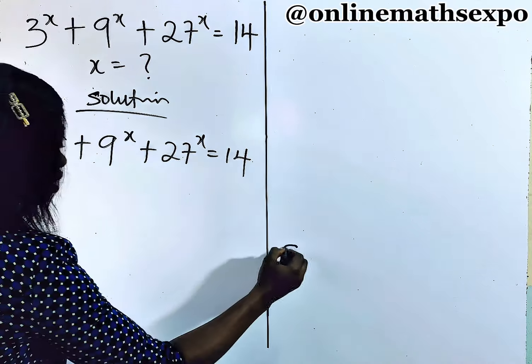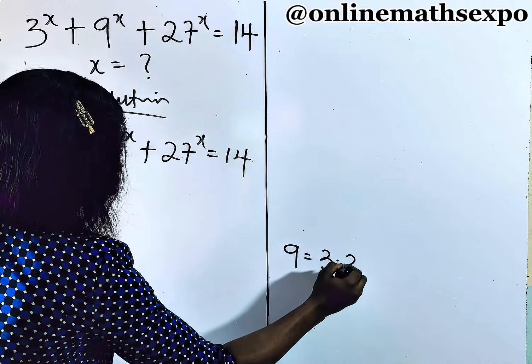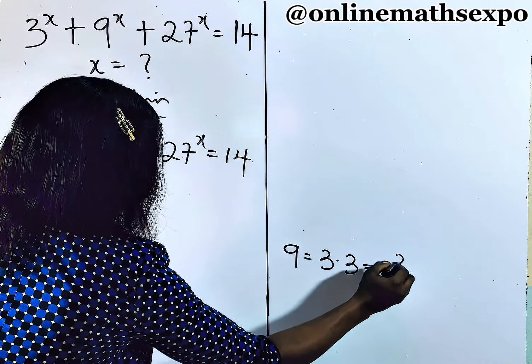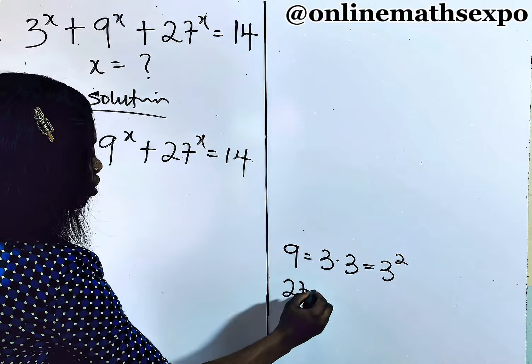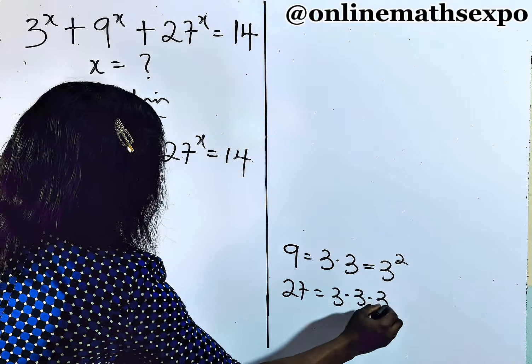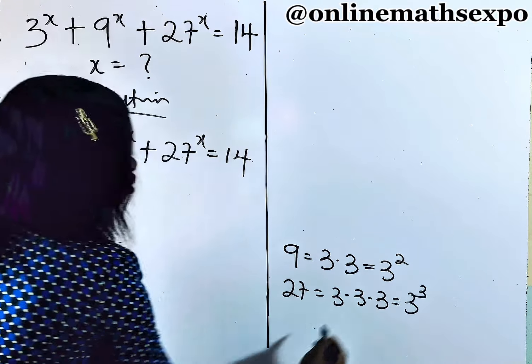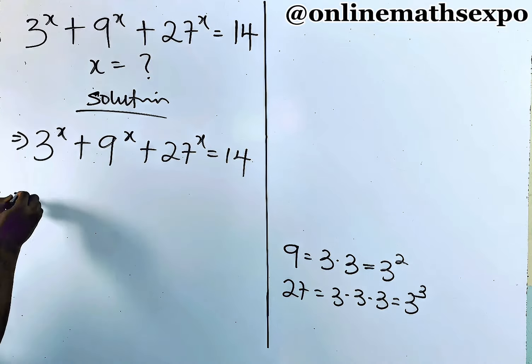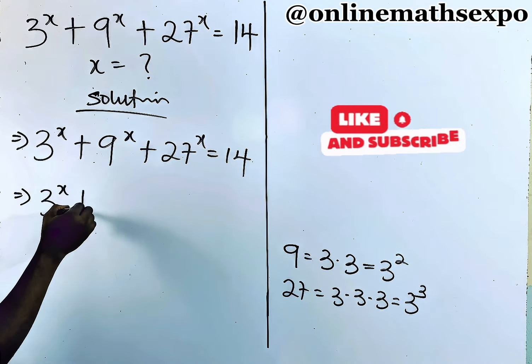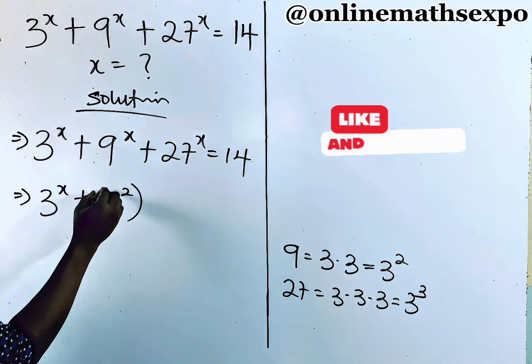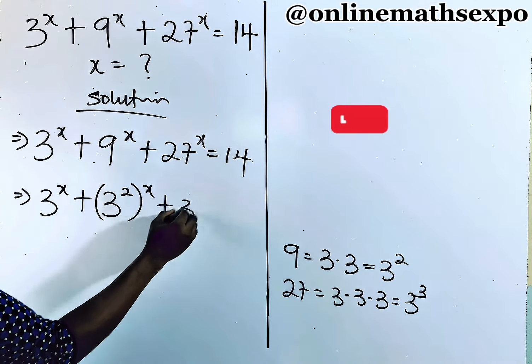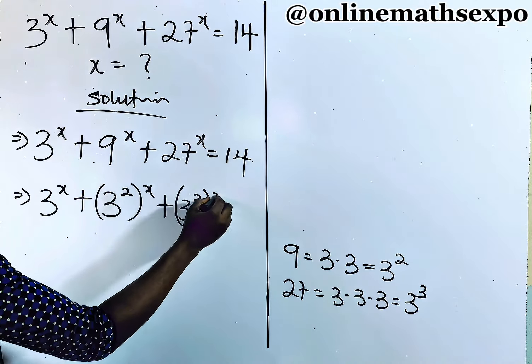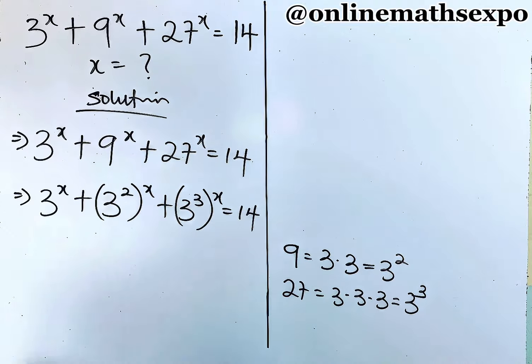We know too well that 9 is 3 multiplied by 3, which is 3 squared. 27 is 3 multiplied 3 times, which is 3 cubed. So we can rewrite this to give us 3 to the power of x plus 3 squared to the power of x plus 3 cubed to the power of x is equal to 14.